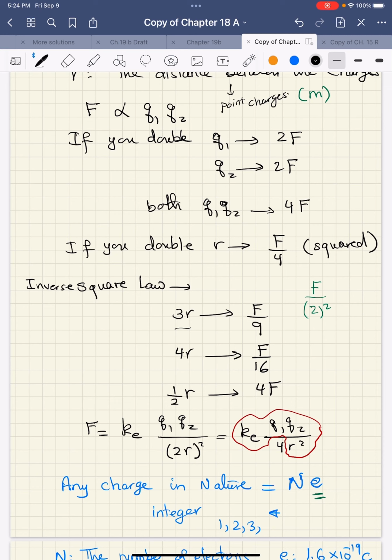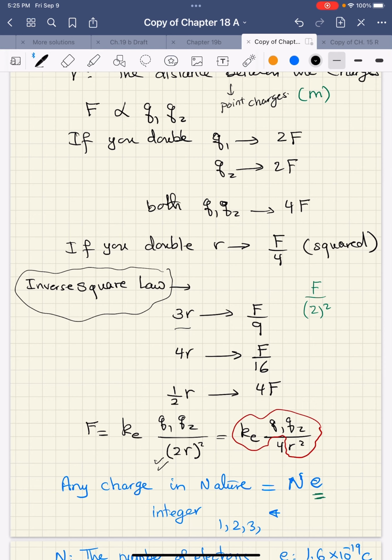If we make it 4 times its initial value, it is going to be F over 16. The laws that obey this rule, we call them inverse square law, because you can see in the equation that R is squared. Therefore, F is going to be K electric Q1 times Q2 over (2R) squared, and when you square R, you square also the 2, so it's going to be 1/4 of the original force.